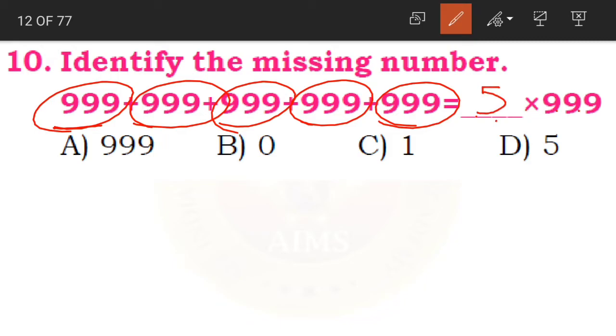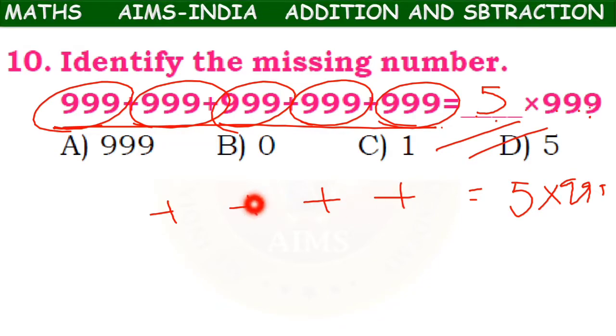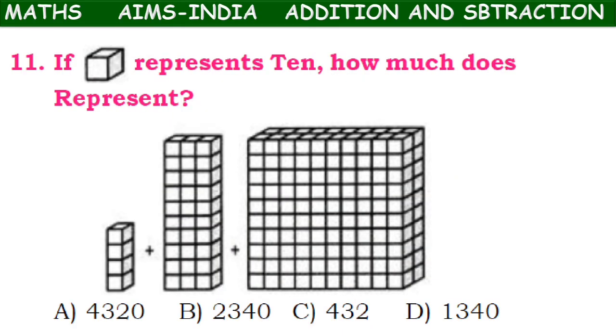5 into 999. We are having 5 999s. We need to add them 5 times. So our answer will be 5 into 999. Whenever such a question is given, just count the number of times the number is repeated and write it in the answer. Moving on to question number 11.